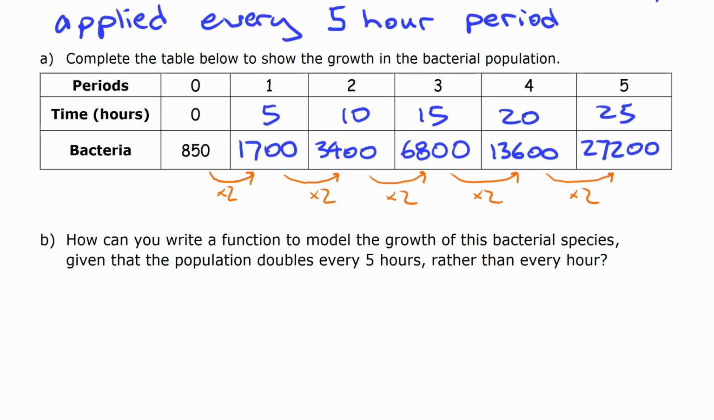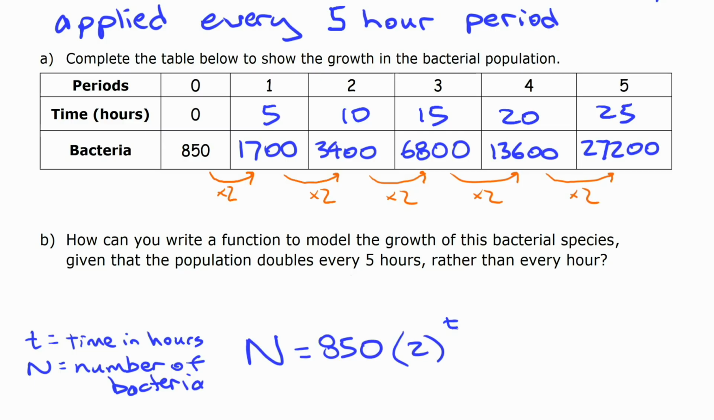Now we can write a model function for this just like we did in part 1. The only difference is going to be how to take care of the fact that we want the rate to be applied every 5 hours rather than every 1 hour. So I'm going to write a function where I'm using n as the number of bacteria and t as the time in hours. If this were a situation where the quantity was doubling every hour, as you might have had in the first part, then the function would look something like that, as we had before. The number of bacteria would be our initial value, 850, and our rate here is 2 because it's doubling, and that would be to the power of time in hours.